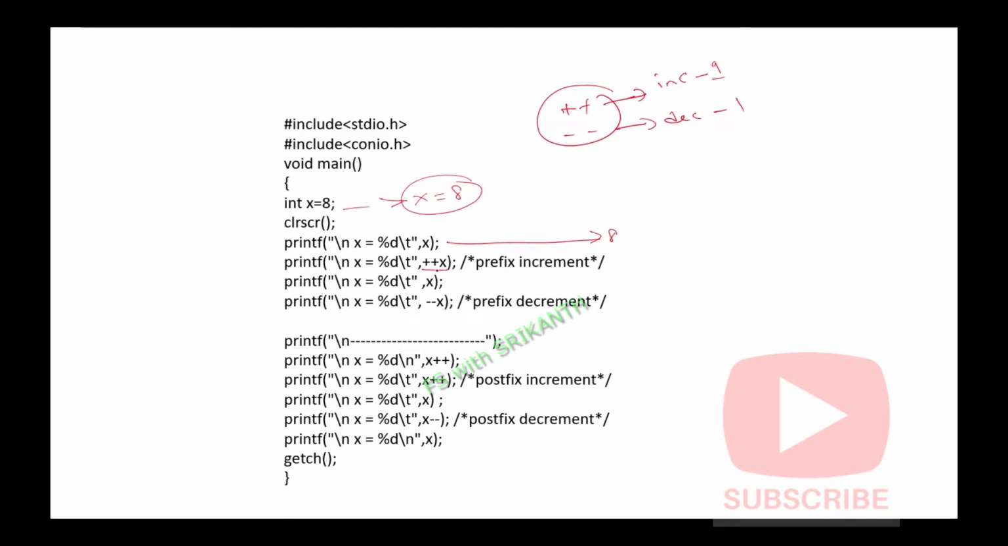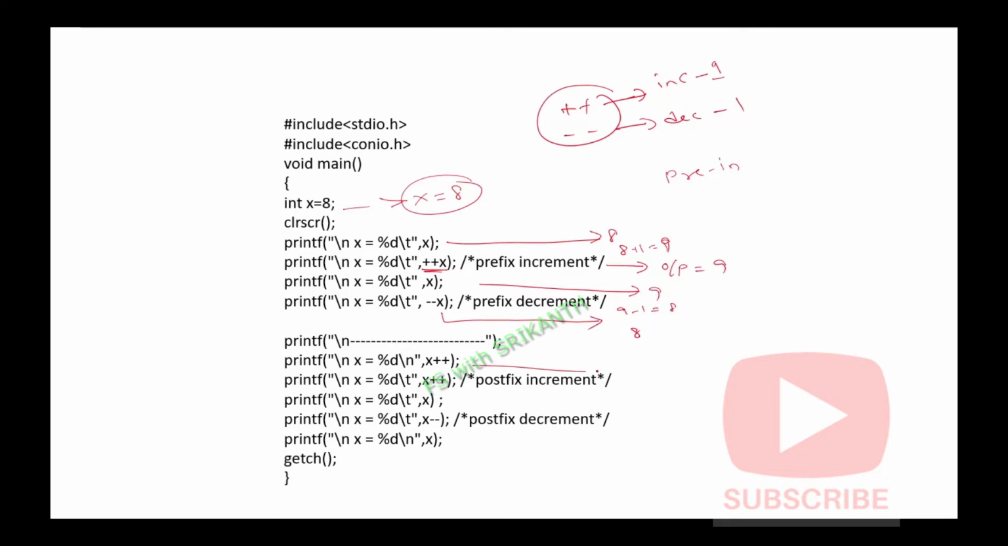Then plus plus x, what is plus plus x? It's a pre-increment, meaning it first increases 8 plus 1. What is the value of x right now? 9. The output here is 9. Now I print the x value, 9. Next, minus minus x. Before printing, it first decreases by 1. What is the value? 8, it will print 8.